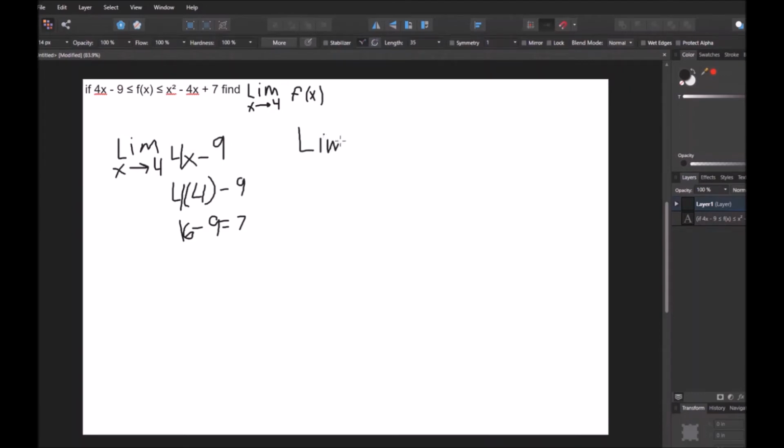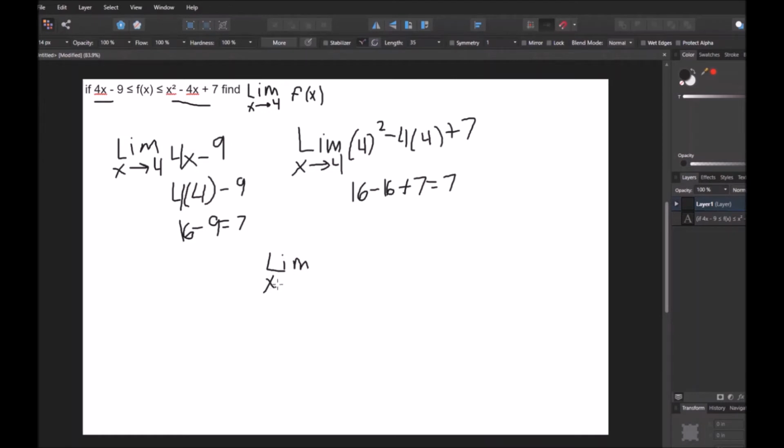And then I'm going to do that with the other function. The limit as x approaches 4 of 4 squared minus 4 times 4 plus 7. So that's going to be 16 minus 16 plus 7, which is just 7. So both of these graphs will approach 7 as x approaches 4, and because f of x is between them, it's squeezed between them, we can also say the limit as x approaches 4 of f of x equals 7 by the squeeze theorem.